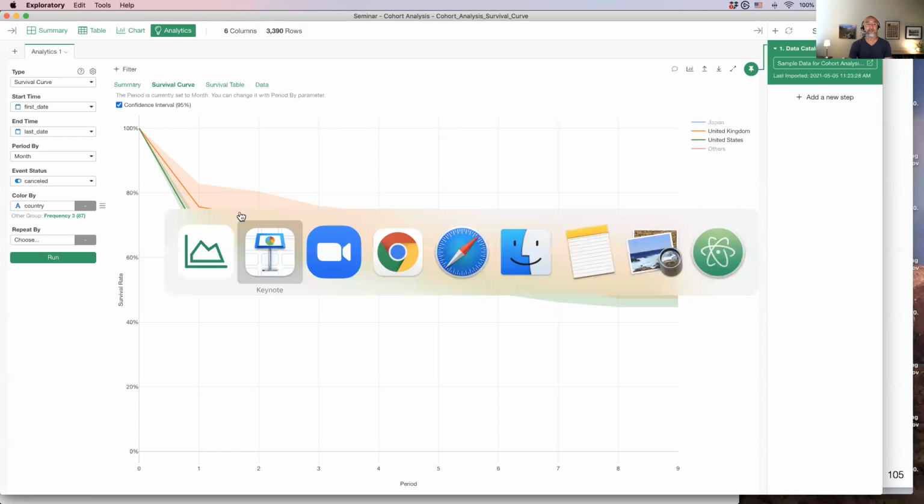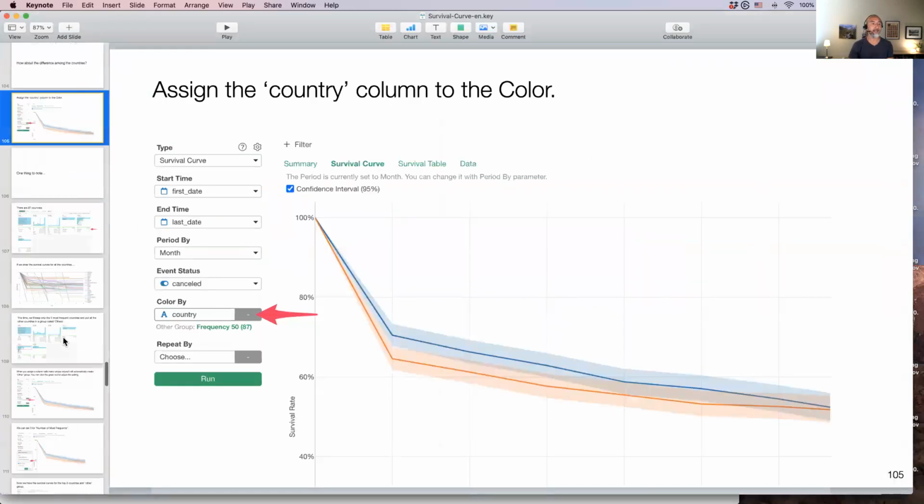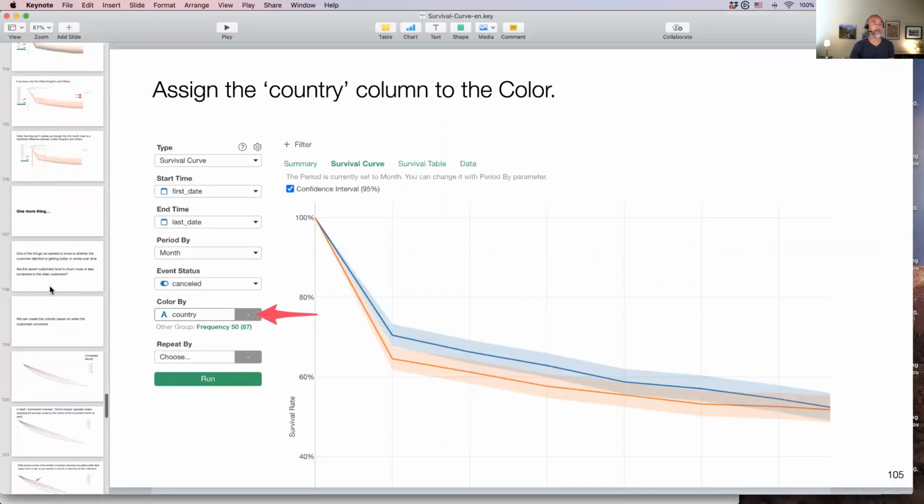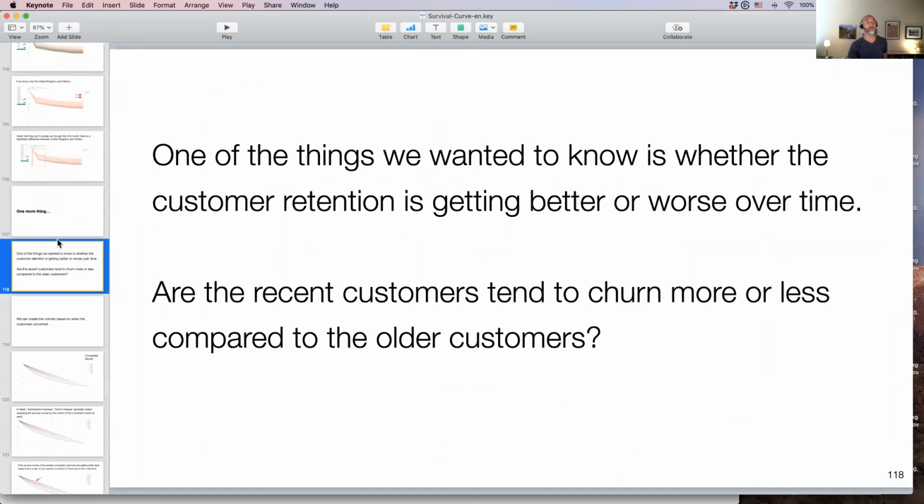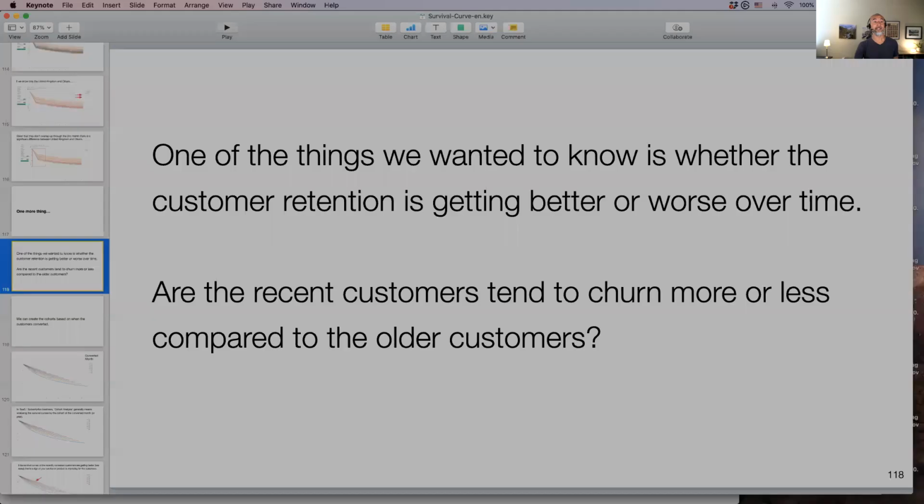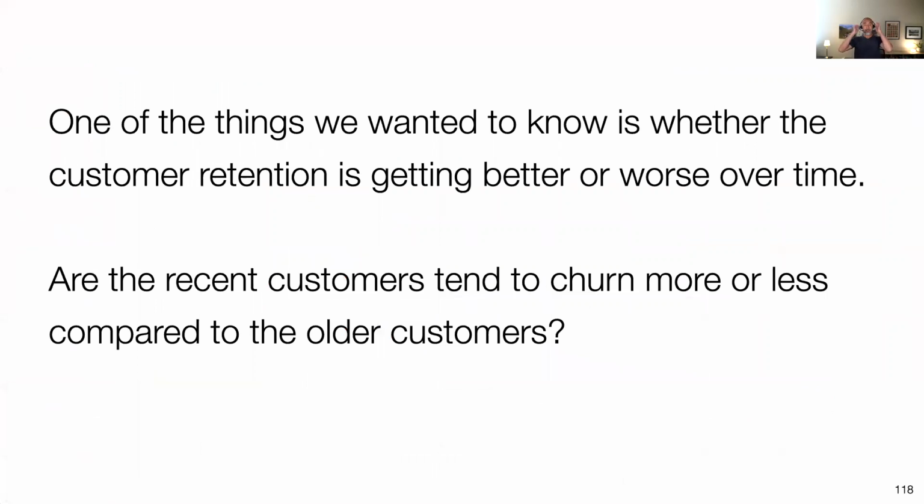Okay. So now the last thing. We are basically separating by the OS and the country. One more thing we want to look at here at the last. One of the things we originally wanted to know is whether the customer retention is getting better or worse over time, right? We basically observed whether retention is worse or better between the two OS or among the various countries, but we want to see if it's getting better or not over time.